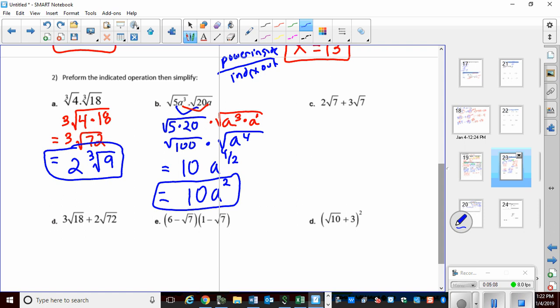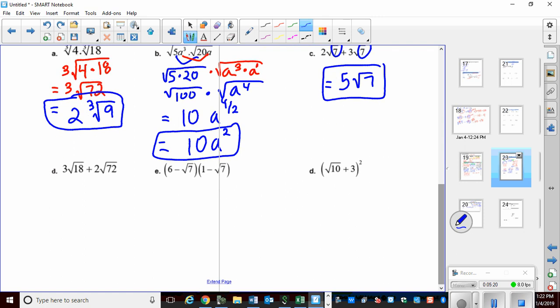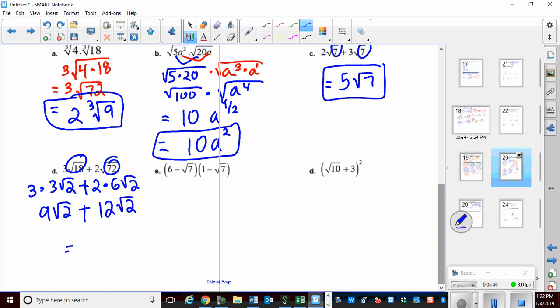Okay? Letter C, we're just combining like terms. So here's my like terms. Square root of 7. 2 plus 3 equals 5. And that's my final answer. Easy stuff. Next one, you have to simplify. So you have 3 times this radical simplifies to 3 square root of 2 plus 2 times this radical simplifies to 6 square root of 2. Simplifying further, 3 times 3 is 9 square root of 2 plus 2 times 6 is 12 square root of 2, or in all 21 square root of 2.